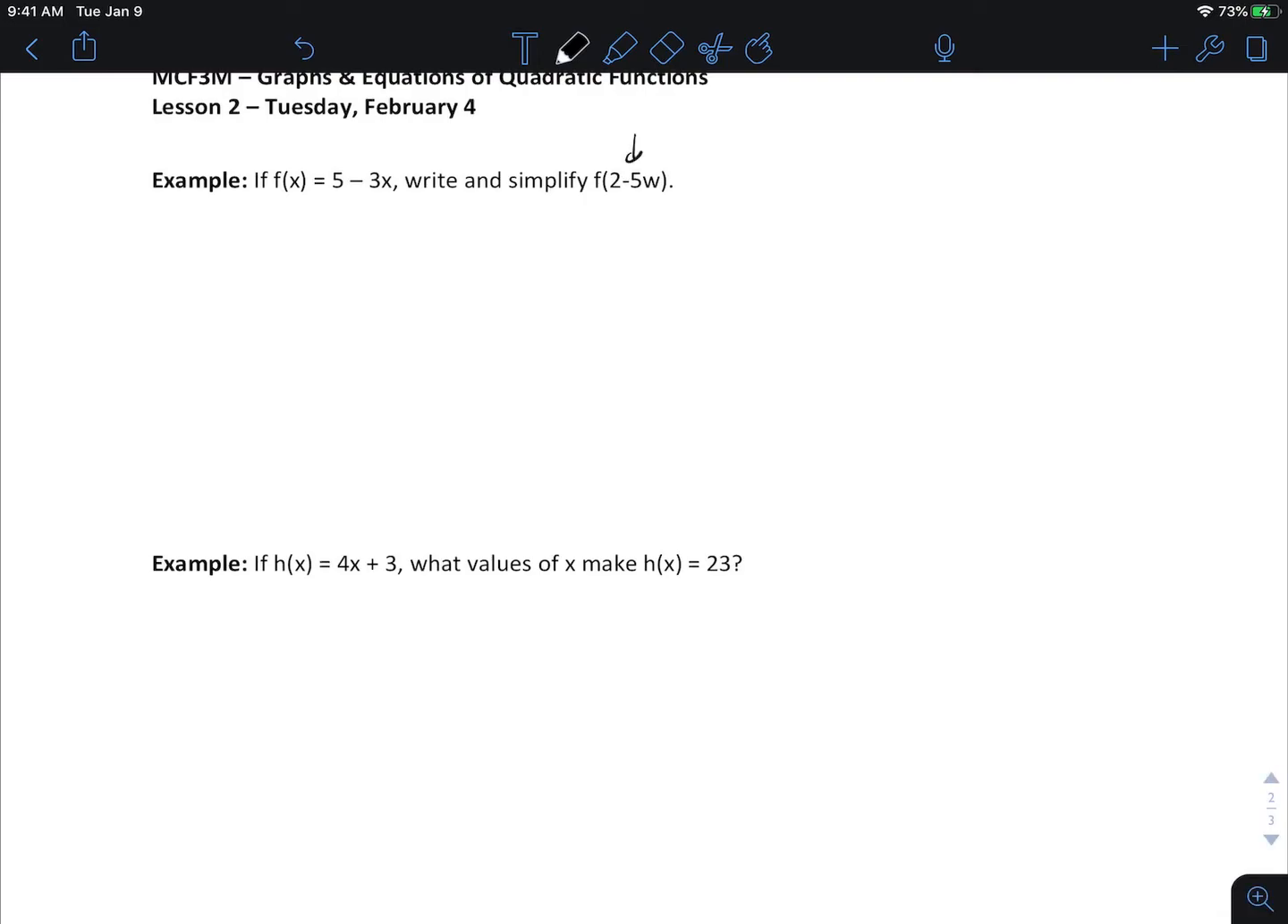Okay. Here's your x. I see x. I also see x here. You're going to replace it with 2 minus 5w, right? So I want the value of the function when x is equal to 2 minus 5w. So I get 5 minus 3 times. Okay. Distribute the negative 3 in.